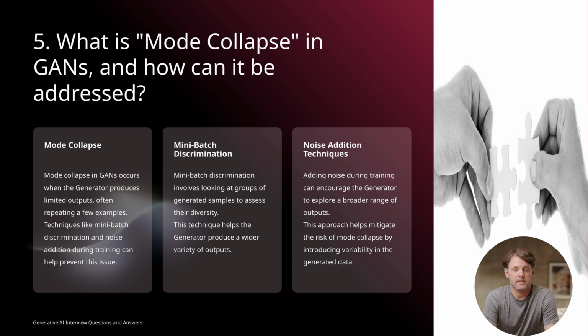The next question is, what is mode collapse in GANs and how can it be addressed? And the answer for this question is, mode collapse happens in GANs when the generator produces only a limited variety of outputs, often repeating the same few examples instead of capturing the full diversity of the real data. Techniques like mini-batch discrimination, looking at groups of generated samples, using different loss functions, like in Wasserstein GANs, or adding noise during training can help prevent mode collapse.